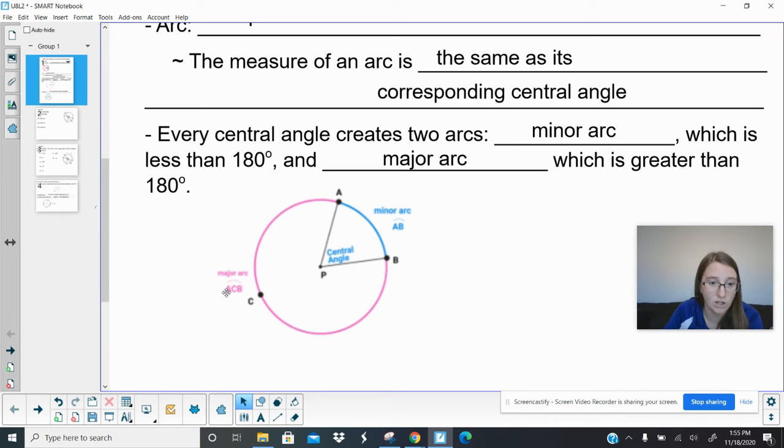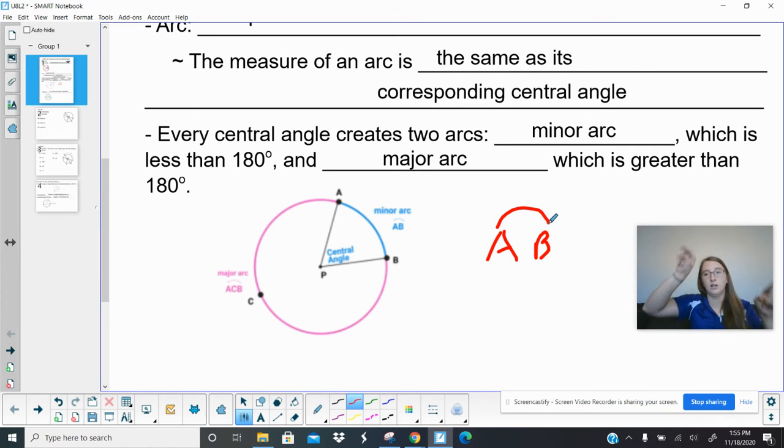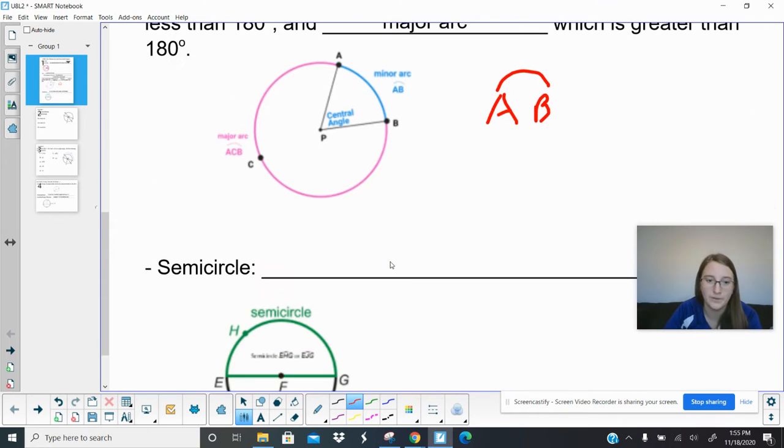So notice this is called arc ACB, and this little symbol over the top, if you can't see it very well, it's kind of small. This is our symbol for arc. We just draw a little arc over the top. So we go from A to C to B. That's how we know which arc we're talking about. AB refers to the small arc. ACB refers to the big arc, minor arc and major arc.